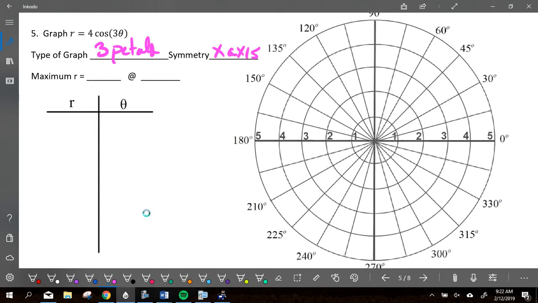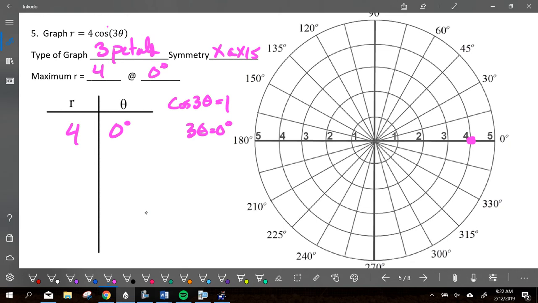A maximum here. Audrey. Maximum of 4. And when was that going to happen? At 0. Because she wanted to know when cosine of 3 theta gets her 1. Because if it got her 1, then it would work from there. So cosine of 3 theta, that would be when is 3 theta equal to 0 degrees. And so when I divide, I get 0 degrees. So one of her petals is at 0 degrees. Then we're going to continue from there.